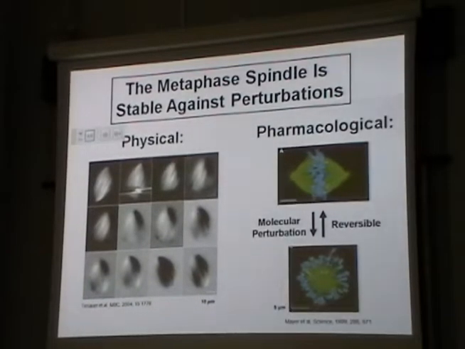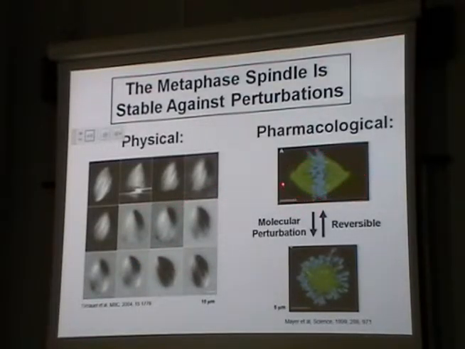And it's really a steady state structure that's stable against perturbations. So in this extract system, you have all these spindles floating around. You can go with glass needles, for example, cut off one of the poles and throw it away. And then over time, it'll grow back. So it kind of heals itself. And it's also stable to biochemical perturbations.